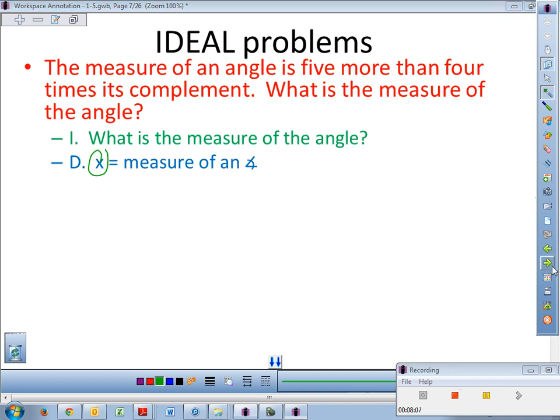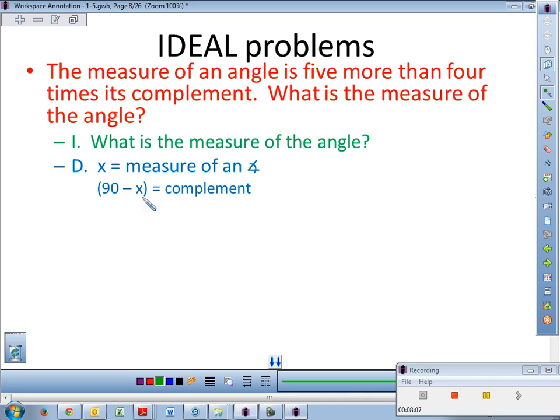So that's still in the D step. We'll say 90 minus X as a quantity equals the complement. Those are the 2 things that you will define. Every time, 2 things. 1, X is the measure of the angle. 2, you either define complement or supplement. What if I would have had the word supplement in here instead of complement? Instead of 90 minus x equals complement, what would that say? 180 minus x equals a supplement. So that's these two things. Two things to define. Cool?